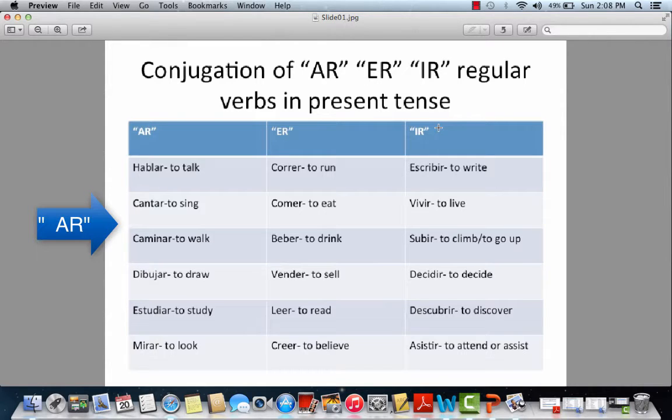If the ending of a verb is AR, then it belongs to the AR category. In this table, I have grouped samples of AR verbs in the first column. When the verbs end in ER, it's an ER verb. In the second column, you can see samples of ER verbs. Notice that in the last column, all verbs end in IR. Therefore, they belong to the IR category.